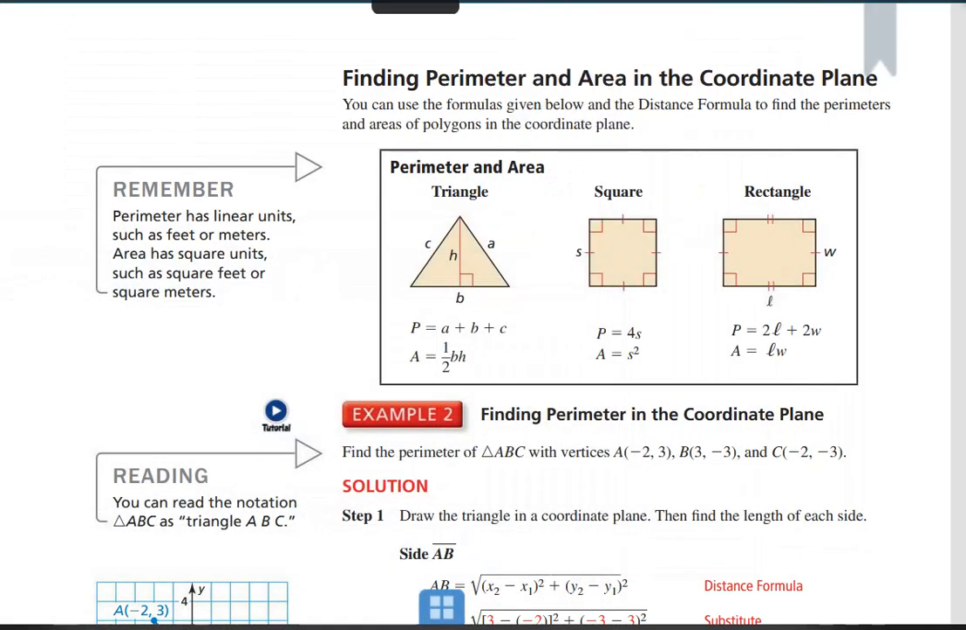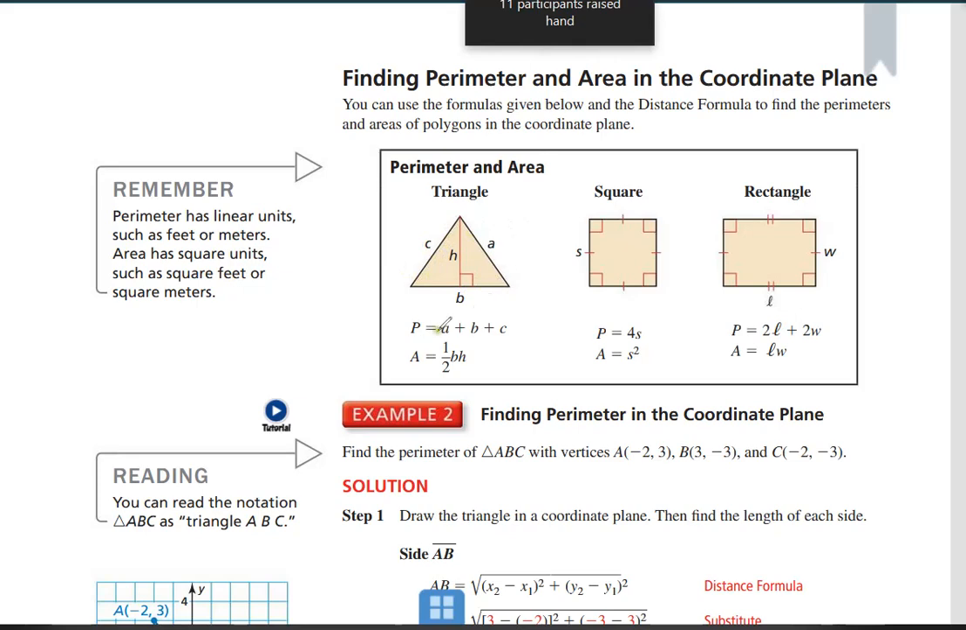All right, there is the concept of finding area and perimeter in the coordinate plane. Of course, we've got formulas for finding area and perimeter, right? Notice perimeter just means to add up all the sides. Don't get too caught up in formulas for it. They're not worth remembering unless they're worth looking up, but they're not worth remembering.